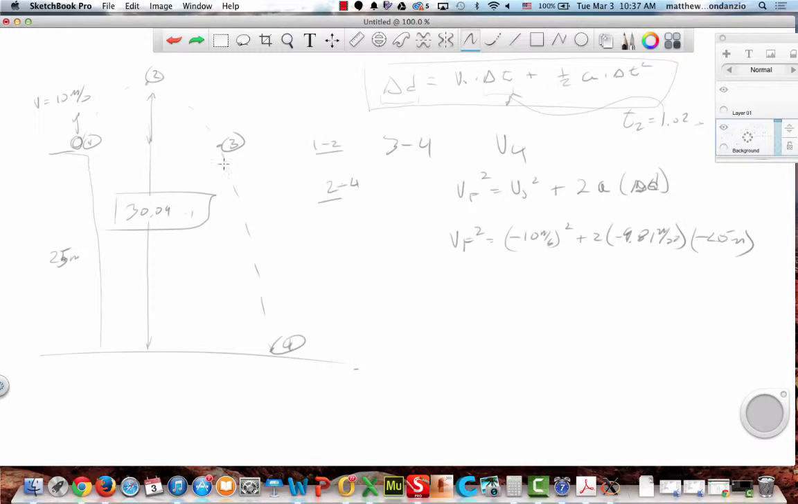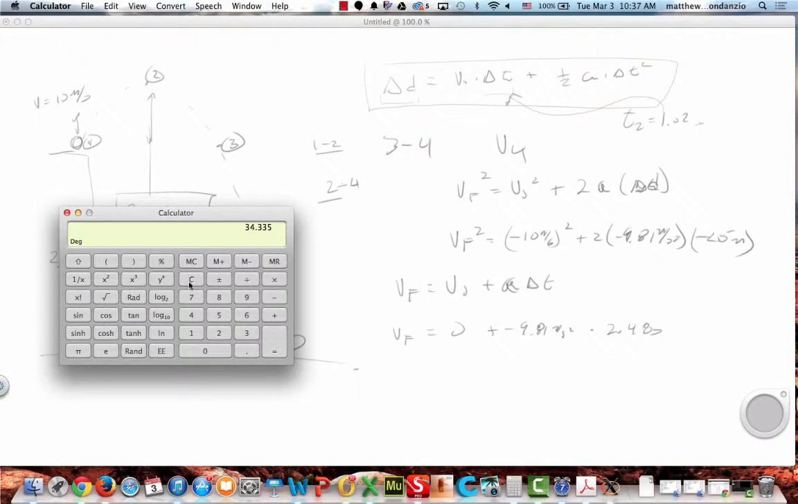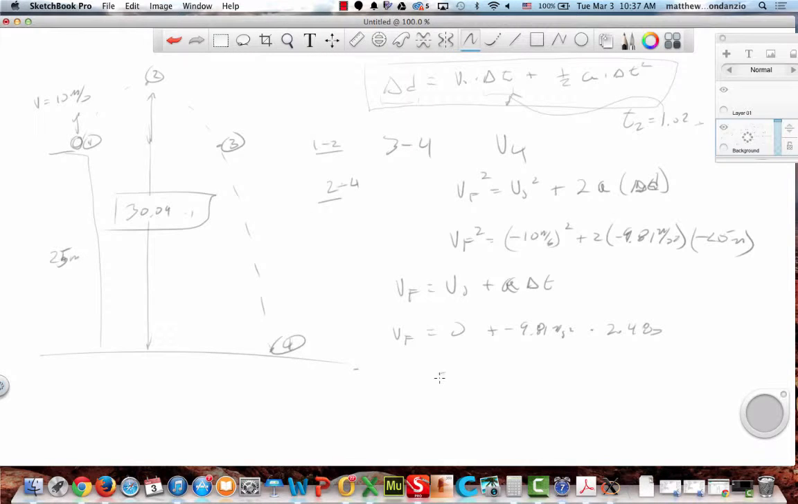Okay. So for the velocity, I'm using v final equals v initial plus a times delta t. My v final is what I'm looking for. V initial is 0 plus my negative 9.81 meters per second squared times the time from 2 to 4, which is what? 2.48 seconds. Yes, that's correct, and I apologize. So 2.48 times negative 9.81 is negative 24.3, equals negative 24.3 meters per second.